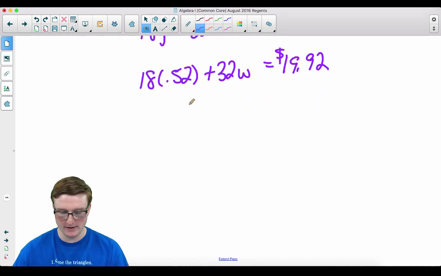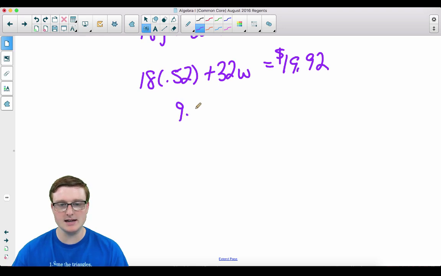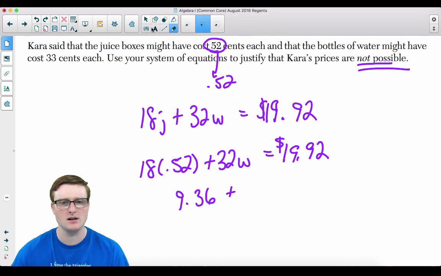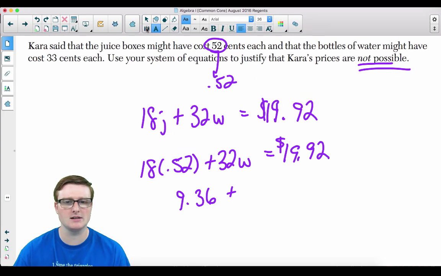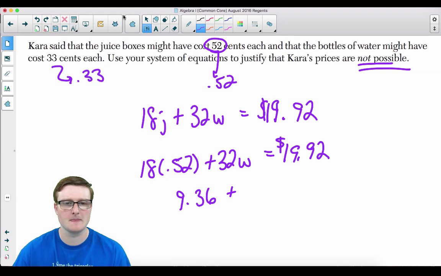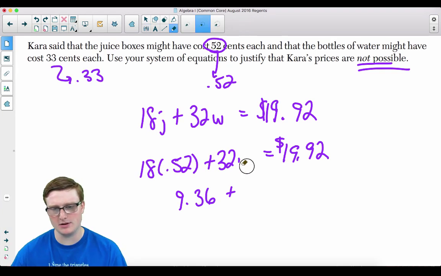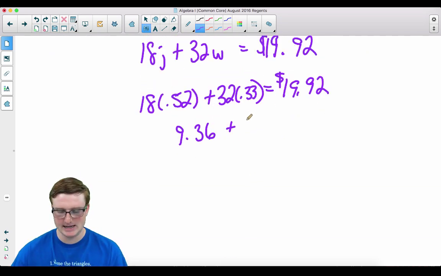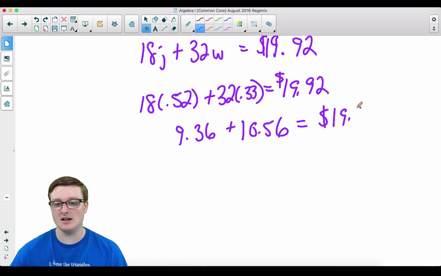18 times 0.52, that is equal to $9.36 plus, I'm sorry, my apologies. I forgot to plug in 33 cents. My sincere apologies. Hold on one second. This is 0.33. Okay, so the water should be 0.33. There we go. So $9.36 plus 32 times 0.33, that's $10.56, and that's going to equal $19.92.